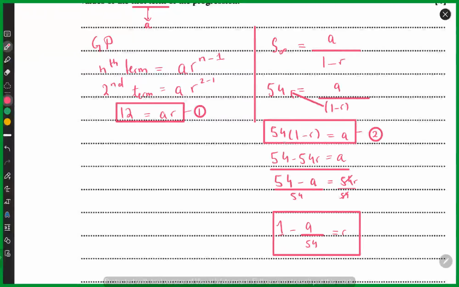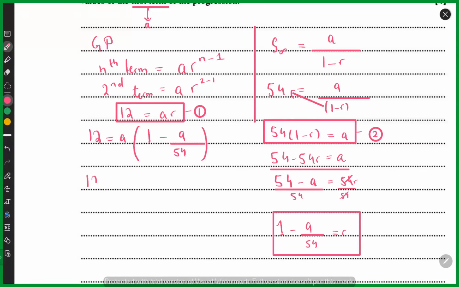So basically 54 into 1 is 54, minus 54r equals a. I've taken 54r on the other side. I've divided 54 on both sides, and this would give me r. 54 by 54 is 1, and a divided by 54 is a divided by 54. Okay, so finally I'm going to plug in the values. So 12 is equal to a into r, and now I am going to write the value of r, that is 1 minus a divided by 54.